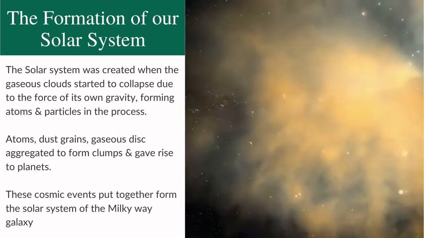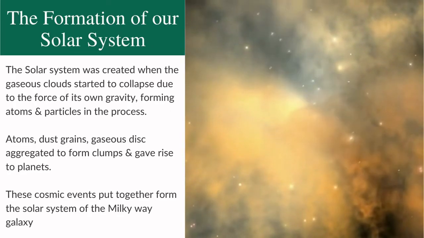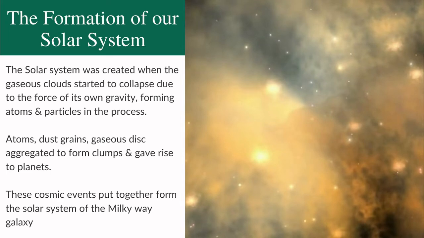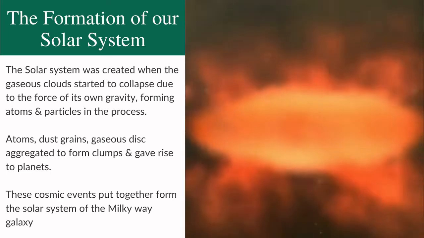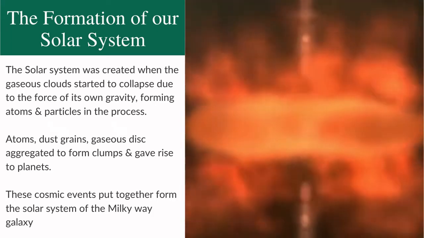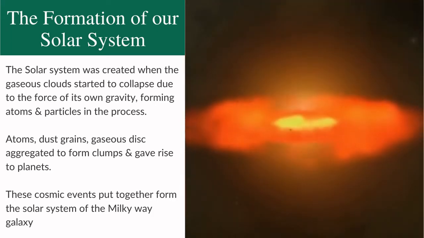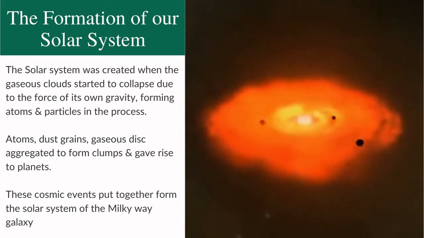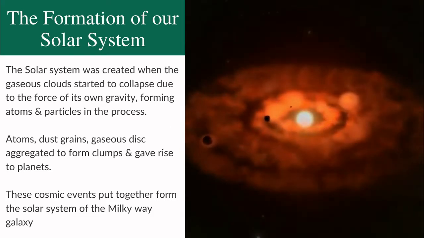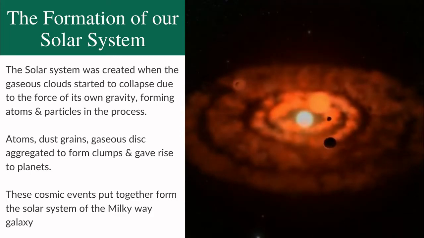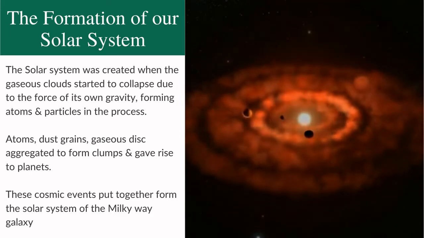How did the solar system form? The solar system was probably created when the gaseous clouds started to collapse due to the force of its own gravity, forming atoms and particles. How did planets form? Atoms, dust grains and gaseous disk joined to form clumps and gave rise to planets. This forms the solar system of the Milky Way galaxy.